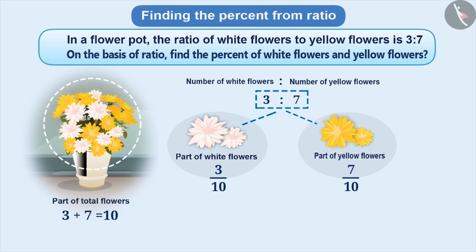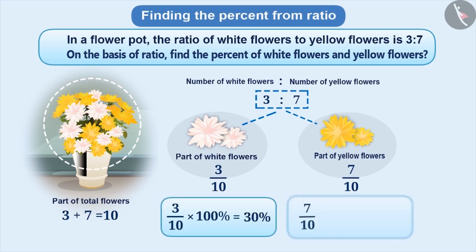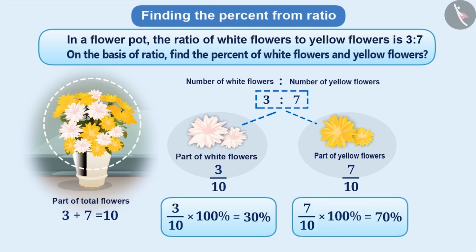Now, we can express it as percent. 3 by 10 into 100% is equal to 30%, and 7 by 10 into 100% is 70%. Therefore, in order to find the percent from ratio, first we add the numbers expressed in ratio to find the total number of parts. Then, from the total parts, express the part of individual objects in the form of a fraction. Then convert the obtained fraction into percentage.